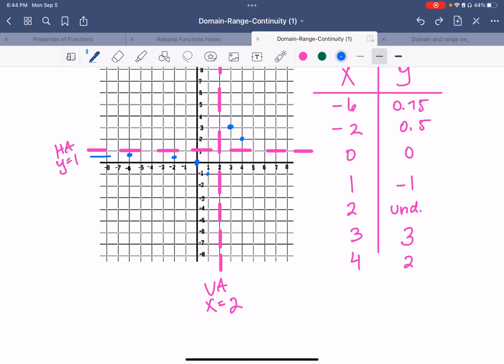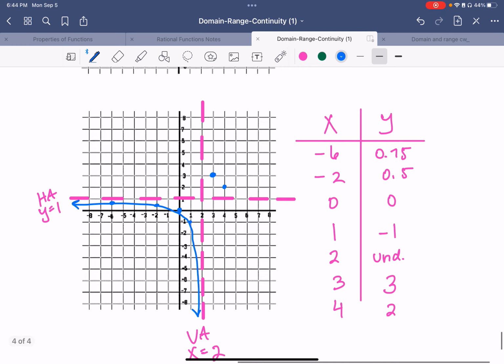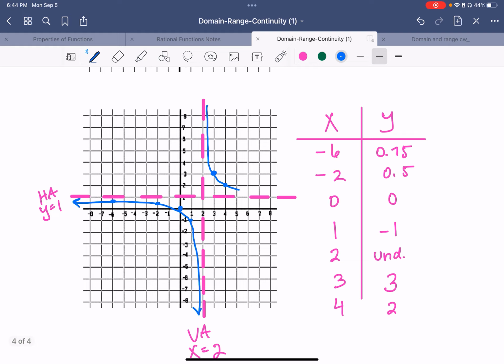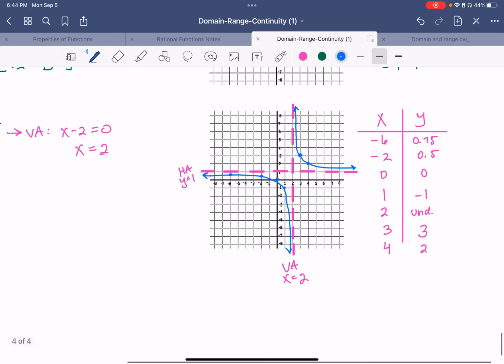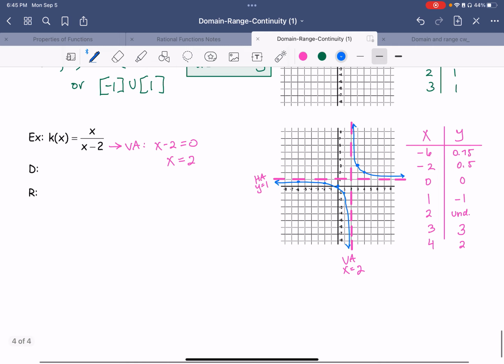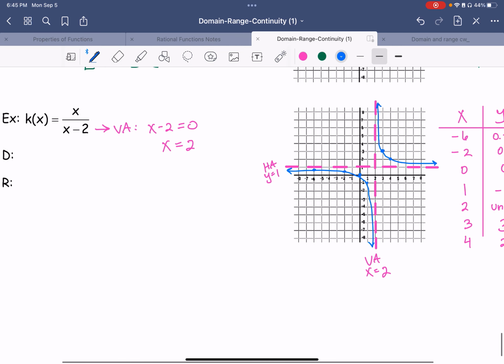And remember not to go past the asymptotes. You get really close to them, but you don't touch them. Okay, so there is what the graph looks like with the asymptotes. Again, there was no hole on this one. So the domain is going to be all real numbers except the asymptotes. So the domain, negative infinity to 2, and then from 2 to infinity. So all real numbers except the vertical asymptote, and the range is all real numbers except the horizontal asymptote.